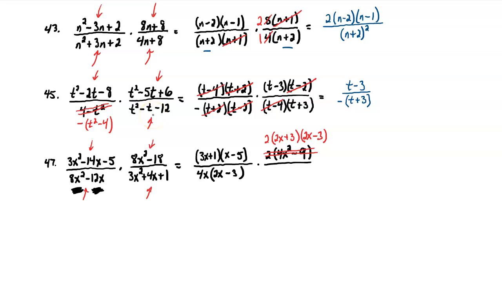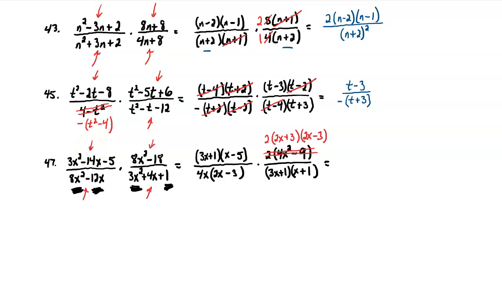Now in the bottom, two groups of parentheses. What times what makes this 3x squared? That would be 3x and x. Now what times what makes a 1? And notice the middle's positive, so I want positive numbers. It's positive 1 and positive 1.